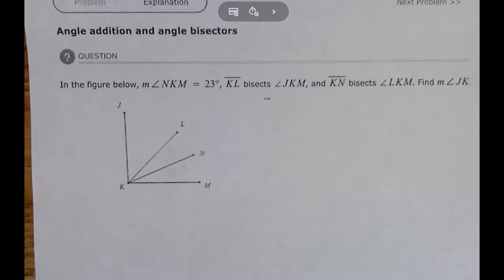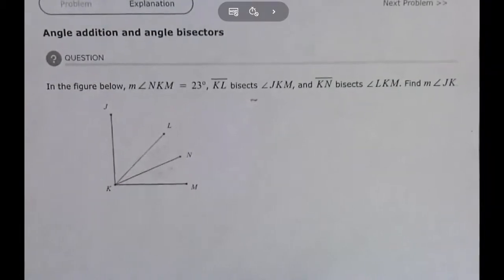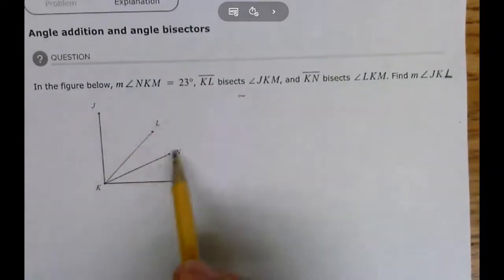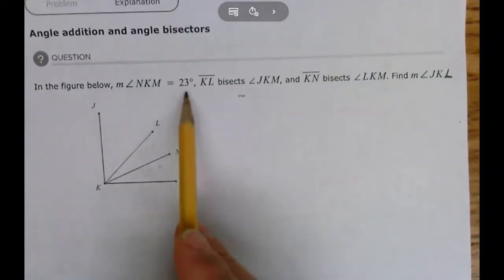Here's a little bit of a different example, and then I think you'll be ready to try some of these, even if some of the problems are a little bit different. Let me fix this. Okay, so we got another one. The last one of these angle addition with angle bisectors. So in the figure below, it says the measure of angle NKM, this little guy here, is 23.